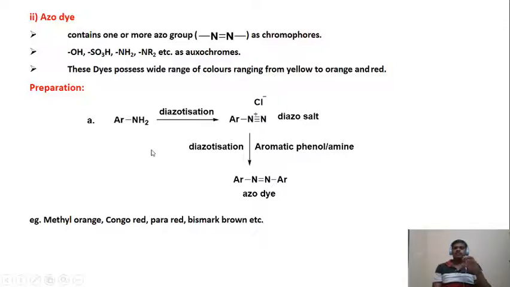Then the preparation of these dyes. We'll see the preparation of these dyes. Aniline on diazotization gives this diazo salt, and this diazo salt on reaction with an aromatic phenol or amine produces the azo dye. Examples of azo dyes are methyl orange, Congo red, para red, Bismarck brown, etc. Out of these examples, we are going to see methyl orange in detail, its preparation, uses and properties.